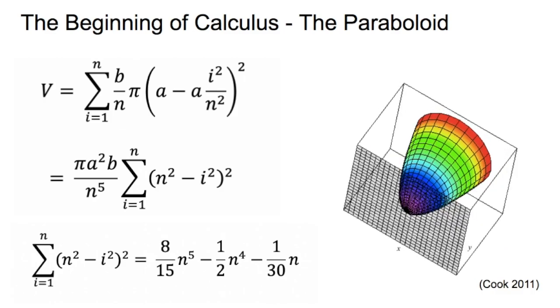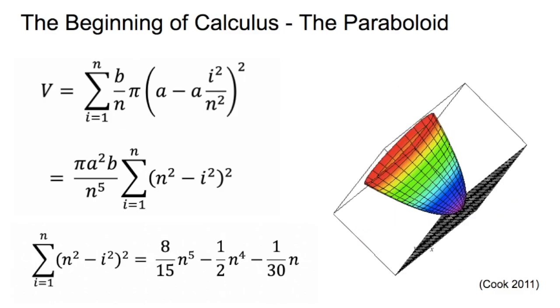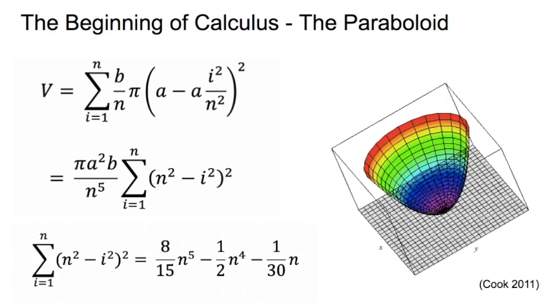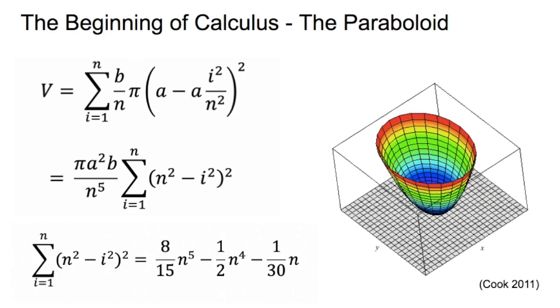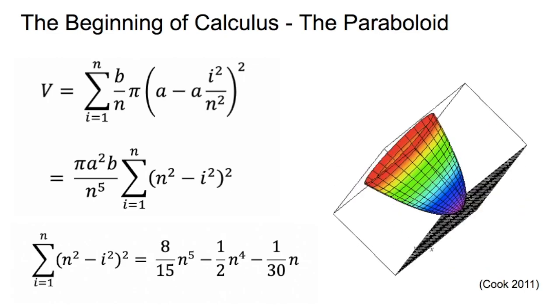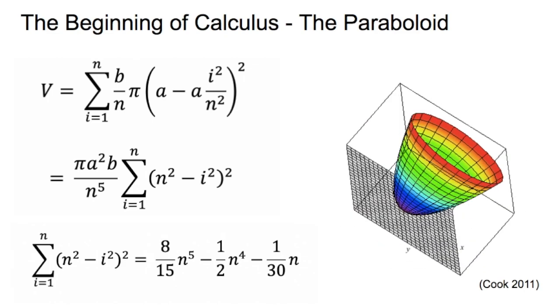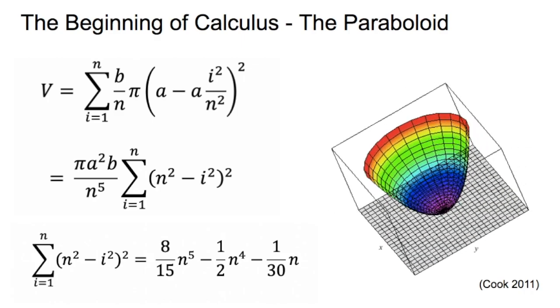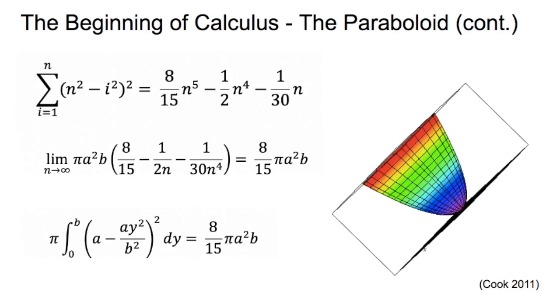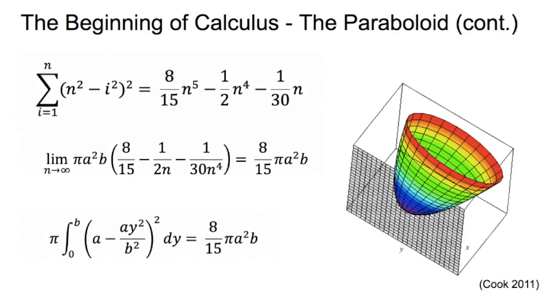Alhazen used the ith disk method of calculating the volume, separating the radius of the ith disk to a minus a times i squared over n squared and thickness to b over n. Taking out all constants, we are left with the summation of a fourth degree polynomial, which Alhazen numerically proved equaled the equation below. As you can see, combining all terms, this equals the same result as via modern integration.